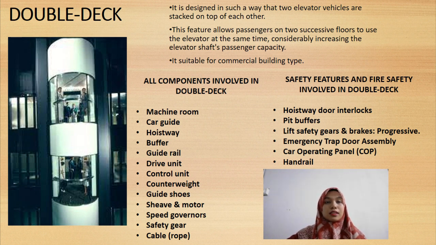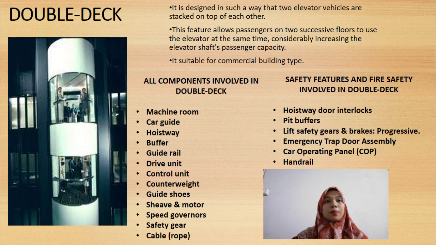There are safety features and fire safety involved in the double deck, which are hoistway door interlocks, pit buffers, lift safety gears and brakes, which is progressive. This is because it is suitable to use if the car speed is above 1 meter per second. It is to prevent the elevator car from crashing.